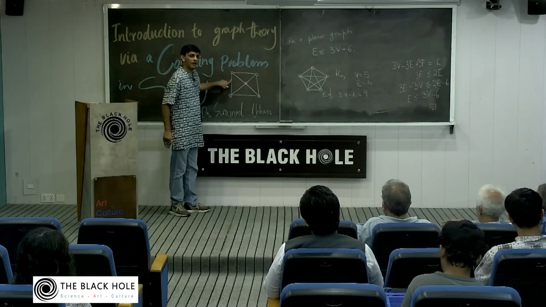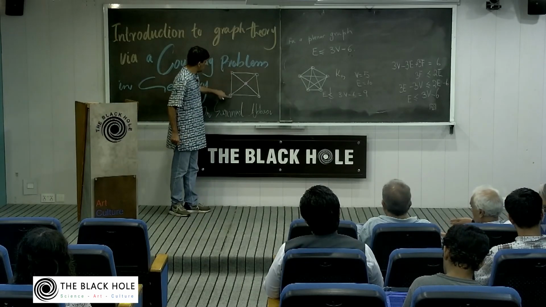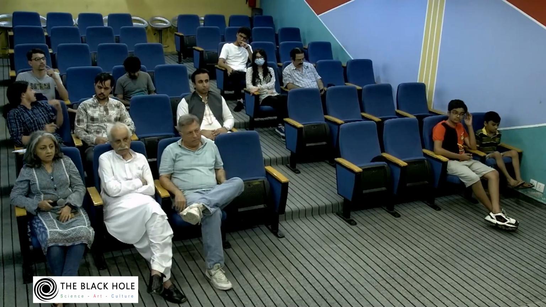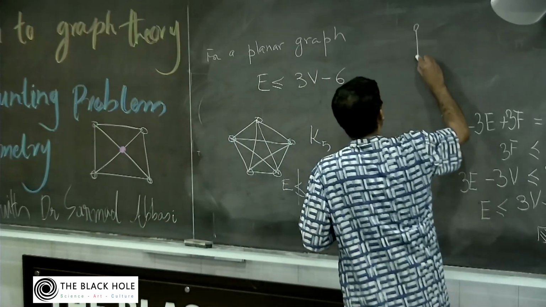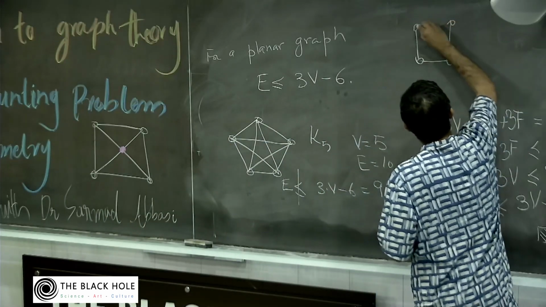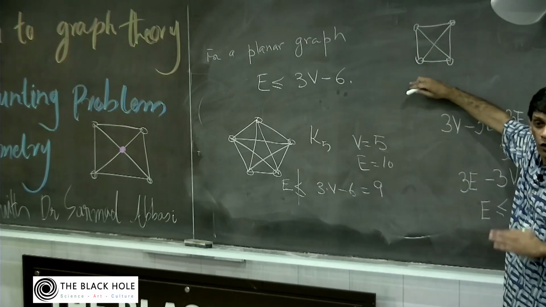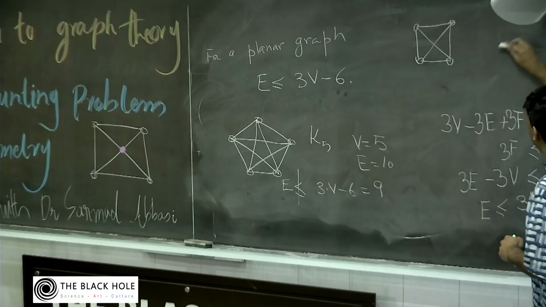Non-planar? No, why is this non-planar? Crossing OD. Oh, you're saying K4. Look, you're saying this is a K4. This is not a non-planar graph. This is a bad drawing. Let me redraw it again for you.